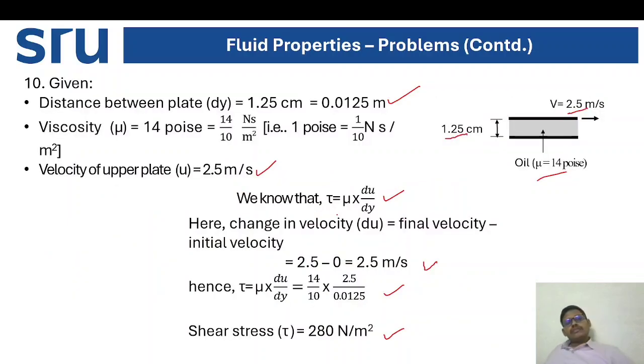And next one, we have some distance between plates as 1.25, and the viscosity they have already given as dynamic viscosity, that is 14 poise. It is converted to Newton seconds per meter square. And the velocity of the upper plate is 2.5 meters per second. So hence the change in velocity is nothing but final velocity minus initial velocity, 2.5 minus 0, that is 2.5 meters per second. Hence tau is equal to mu into du by dy, that is 14 by 10 into 2.5 by 0.0125. So shear stress is 280 newtons per meter square.